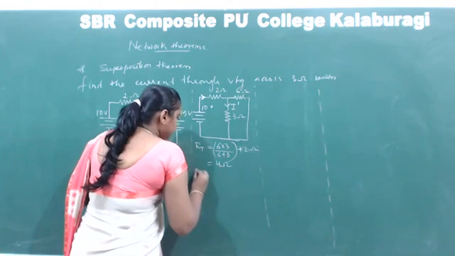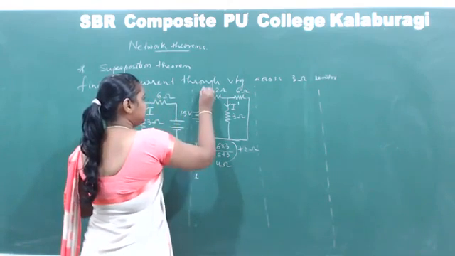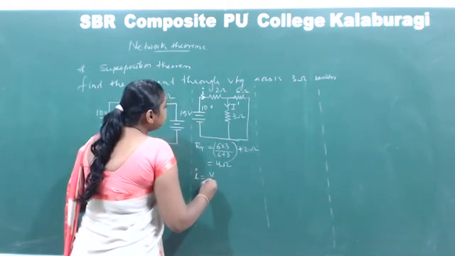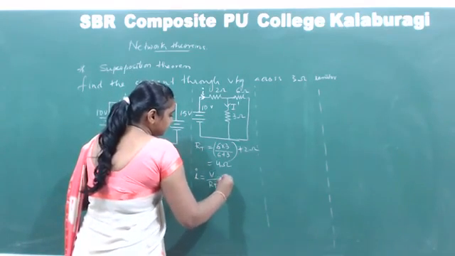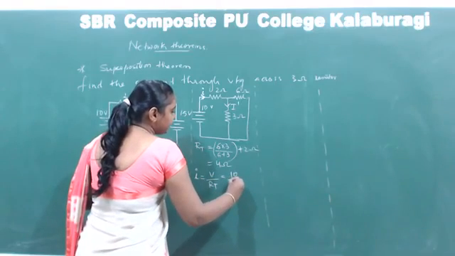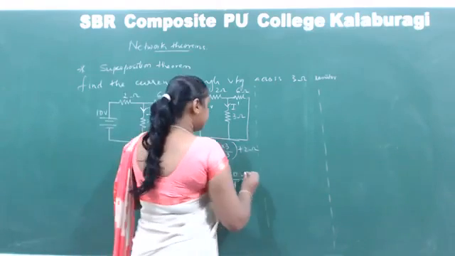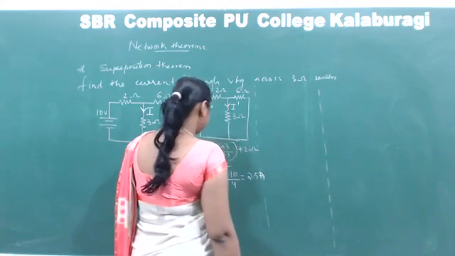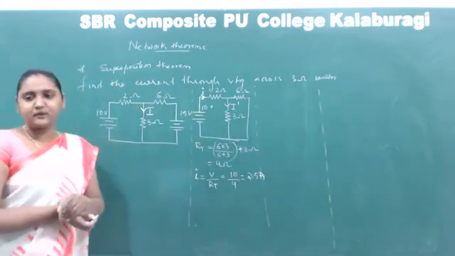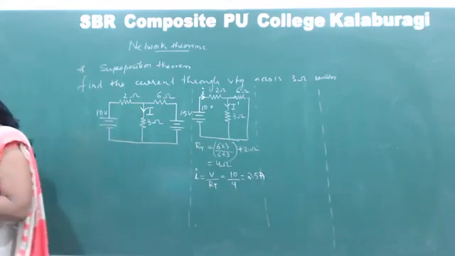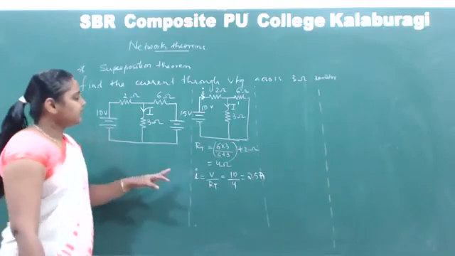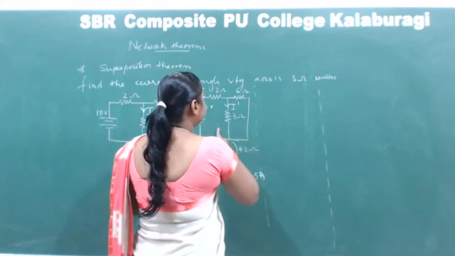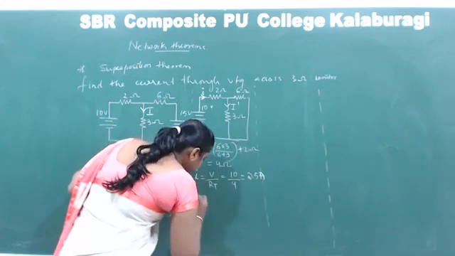I am denoting the main current as small letter i here. So i is equal to V by RT, which is 10 by 4, that is nothing but 2.5 amperes. This current of 2.5 amperes is flowing here. Now from this current, we can calculate by applying the current divider rule the value of I dash.